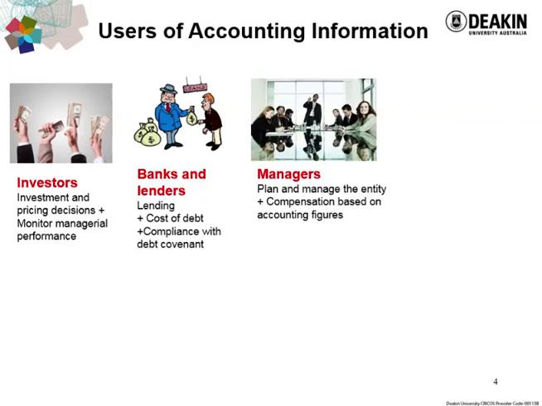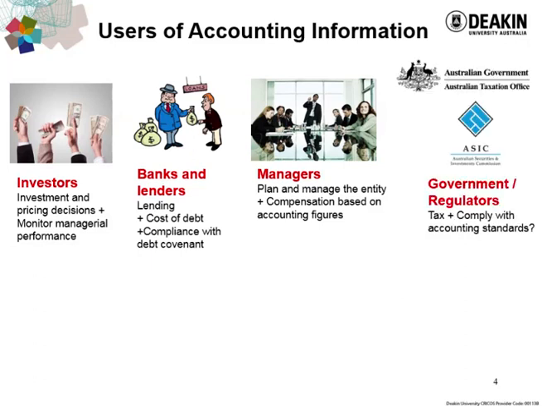Managers also use accounting information as mentioned in the previous slide when we talk about management accounting. So costing, budgeting, forecasting information will be used by managers to plan and manage the entity. And note that managerial compensation, such as bonus, quite often is tied to accounting figures. For example, if managers earn more profit, they will get more bonus. That explains why sometimes managers have incentives to engage in creative accounting or opportunistic accounting to manipulate the profit figures, because they want to maximize their bonus.